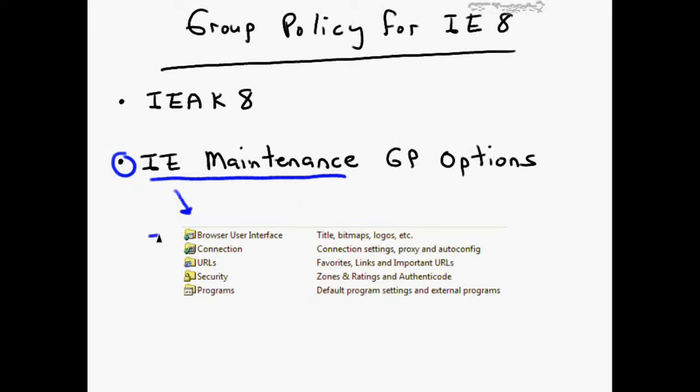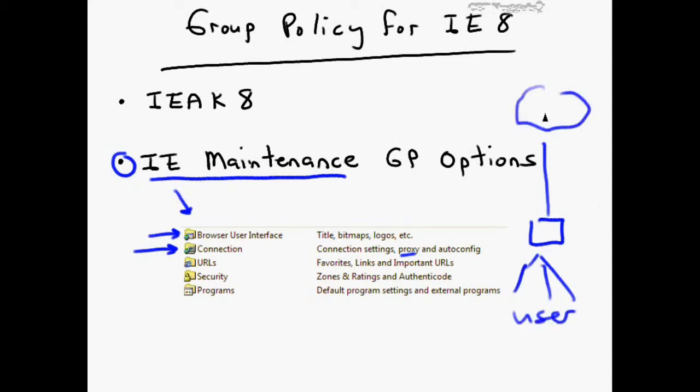So you notice that we can tweak out and standardize the user interface, title, bitmaps, logos. You can also configure the connection options if you're using a proxy. This is a really big security issue for a lot of companies. A company would have, for instance, a transparent proxy server that proxies or stands in the place of your user population and filters their traffic out to the World Wide Web.